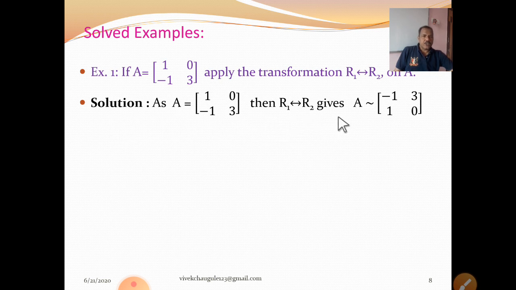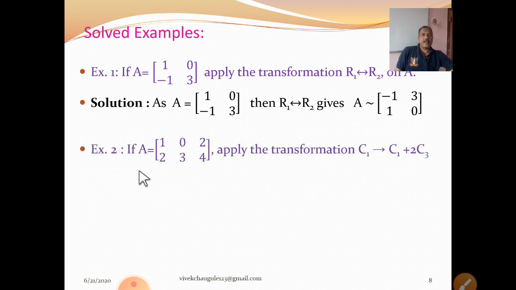Then R1 interchange R2 gives: we have to interchange R1 and R2, that is, the first and second rows. The second row becomes the first row, and the first row becomes the second row, and therefore we get the new matrix A equivalent to minus 1 3, 1 0. Similarly, the second example: if A is equal to 1 0 2, 2 3 4, that is a 2 by 3 matrix, we have to apply the transformation given here.